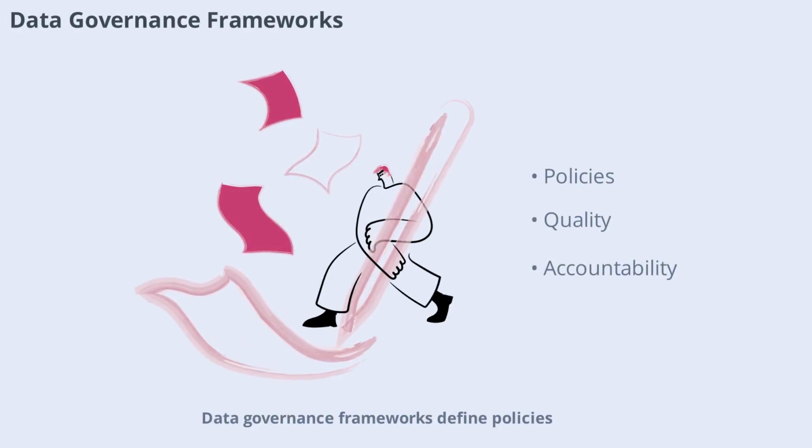Data governance frameworks define policies and responsibilities for managing data assets. They ensure data quality, security, and compliance across the organization. A strong governance framework supports effective data design by providing clear guidelines and accountability.